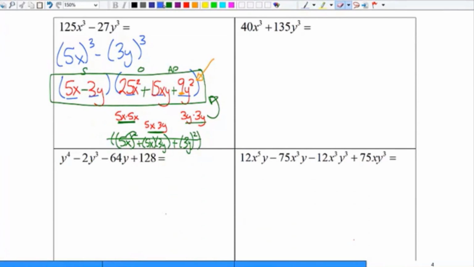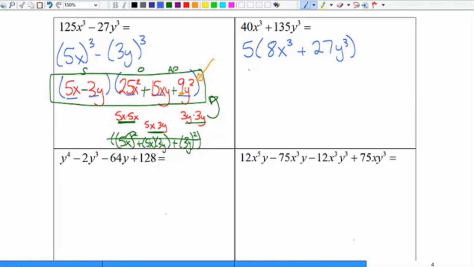On my next problem, 40x cubed plus 135y cubed, 40 and 135 are not on my list of perfect cubes. So that is a good indicator that I'm going to have a GCF. 40 and 135 can both be divided by 5. When I take out the GCF of 5, I'm getting 8x cubed. 8 is in my perfect cube list. Plus 27y cubed. Again, 27 is in my perfect cube list.